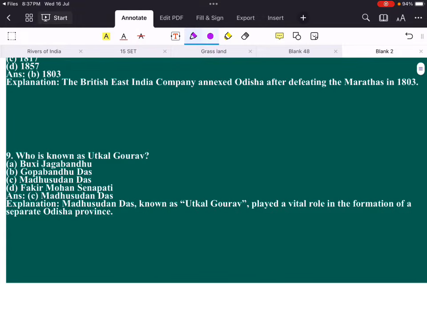Who is known as Utkal Gaurav? That is Madhusudan Das. Option C. Madhusudan Das, known as Utkal Gaurav, played a vital role in the formation of separate Odisha province.